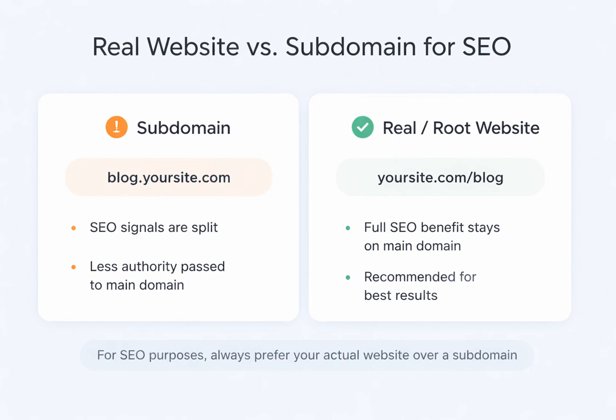On the other hand, if your content lives directly on your main website, like yoursite.com/blog, all the SEO signals, the backlinks, the authority, everything stays consolidated on one domain. So as a developer, when you're setting up a project for a client or for yourself, always aim to deploy and optimize on the actual root website.